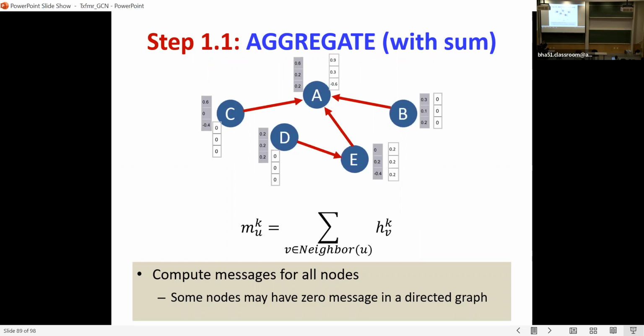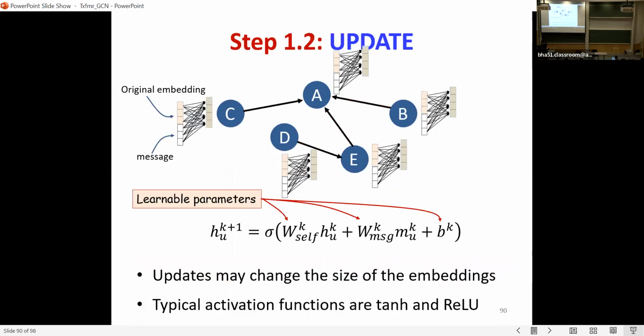Sometimes this message can be 0. That's not particularly a problem. That just means that the node doesn't have any neighbors, or that if it's a directed graph, it may have edges going out but not edges going in, and that's fine. That's also something you want to encode.